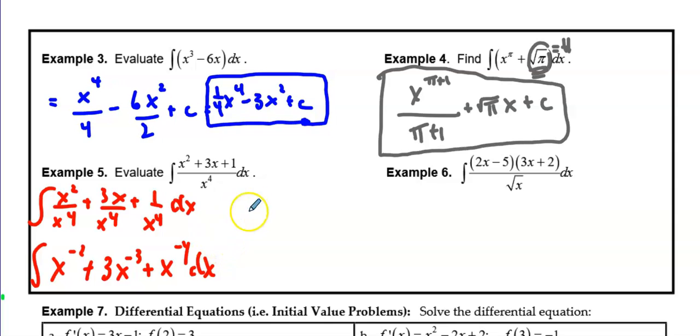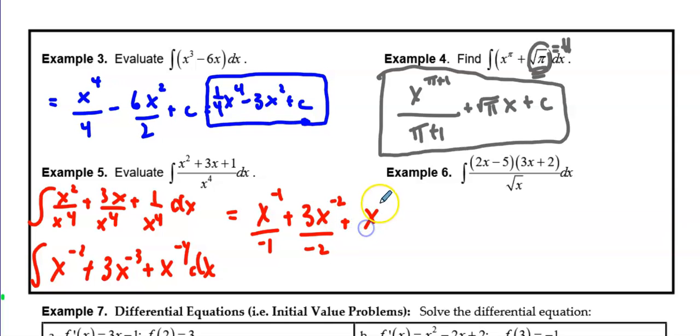Okay, so now what we want to do is now integrate this. So just like before, we're going to add 1 to each exponent, each power, and then divide by that number. So x to the negative 2 plus 1 is going to be negative 1. So we divide by negative 1. 3x to negative 3 plus 1 is negative 2. Divide by negative 2. And then x to the negative 3 over negative 3 plus c. So be very careful that, remember, we're adding 1 to our exponent.